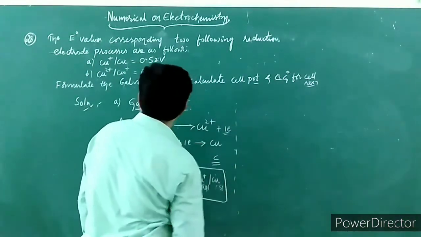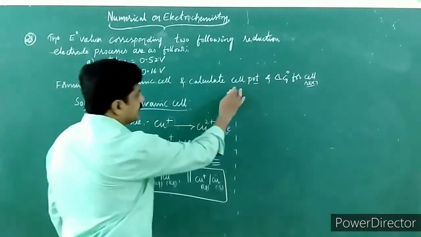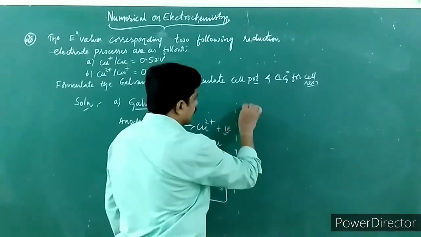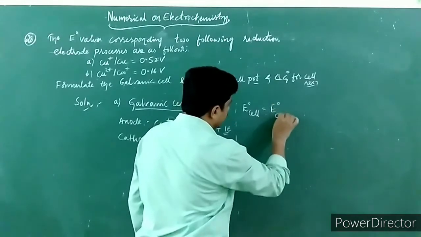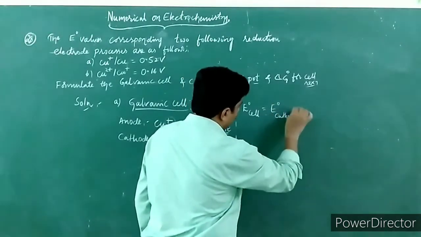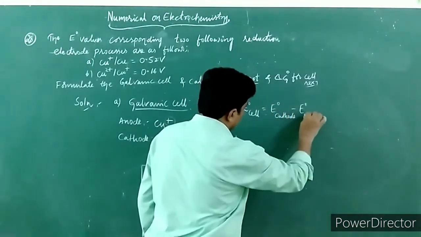Once this is over, let me go for finding the cell potential. E naught cell is equal to E naught cathode minus E naught anode.